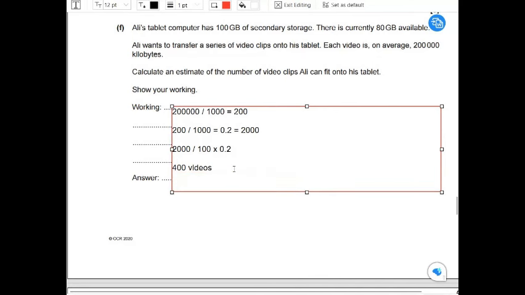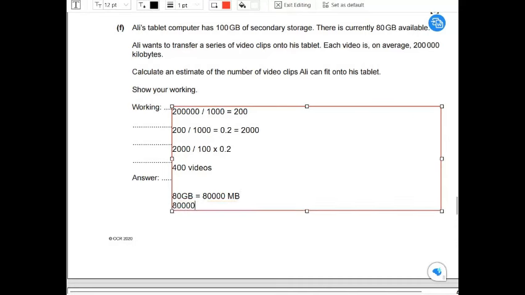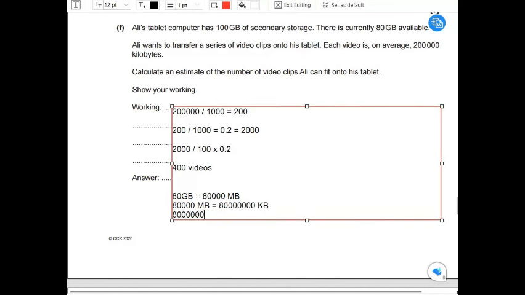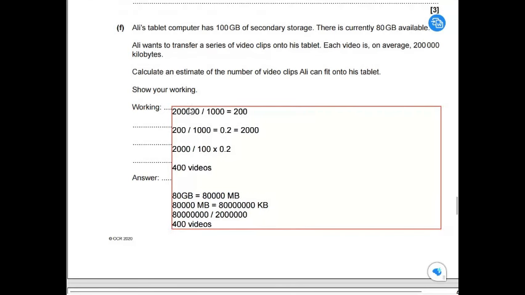That's method 1 for 4 marks. Method 2, you could do 80 gigabytes, which equals 80,000 megabytes, which is going to be 80 million kilobytes. So we've got 80 million divided by 2 million. That's going to give you 400 videos nonetheless. So it doesn't matter which method you use, but this would be my preferred method.